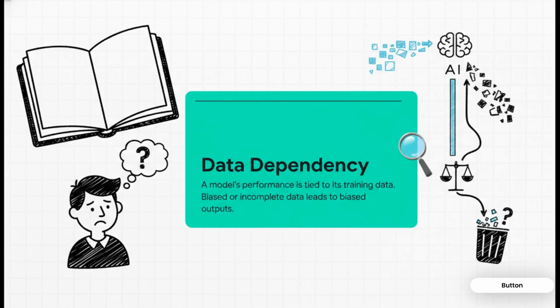Next up is something called data dependency. Look, a model is only as good as the data you train it on. The source material uses a perfect analogy for this. It's like asking a student to write an essay on a book they've never even read. So if that training data is biased or incomplete, the AI's output is going to be too. It really is that simple: garbage in, garbage out.